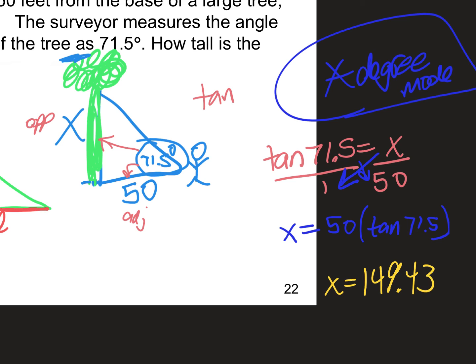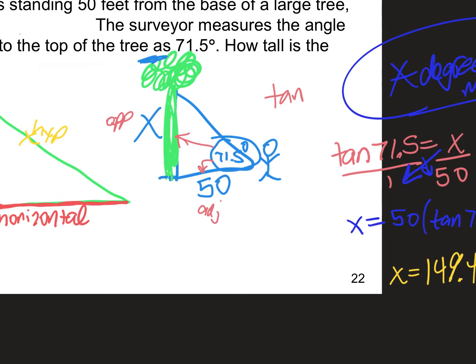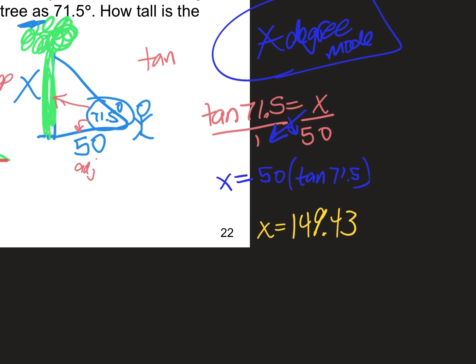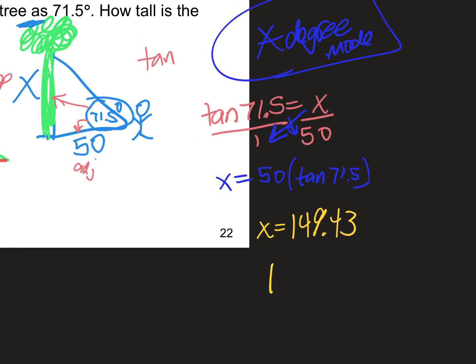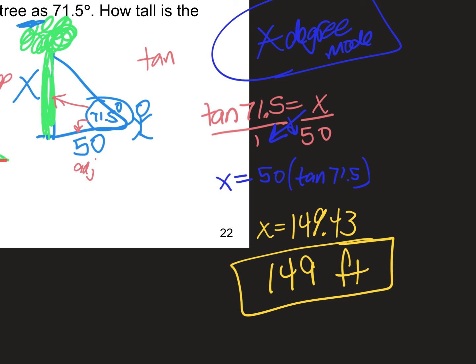149.43. Now, again, you guys are always saying, do we have to do this? Do we have to do that? You need to read the directions. It doesn't state here, but on your test or quiz, if it says round your answer to the nearest foot, your answer here would be 149 feet. If you don't round correctly, if you don't read directions, you will get points taken off. So just be aware of that.